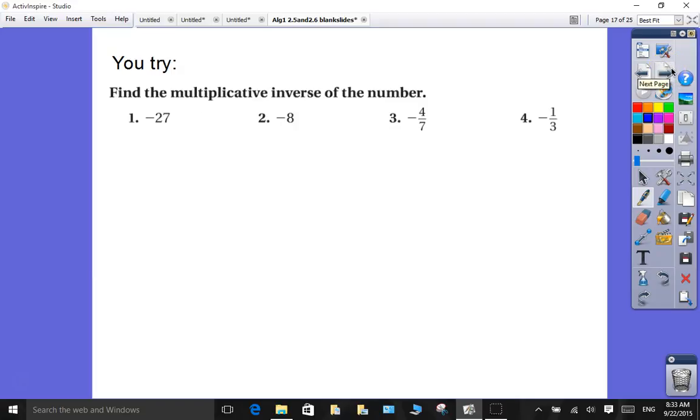So make the multiplicative inverses of those. First one. Negative 1 over 27. Right? What's the next one? Negative 1 over 8, right? How about the next is a fraction? Yeah, it's negative 7 over 4. And the next one is negative 3 over 1, which is just negative 3.